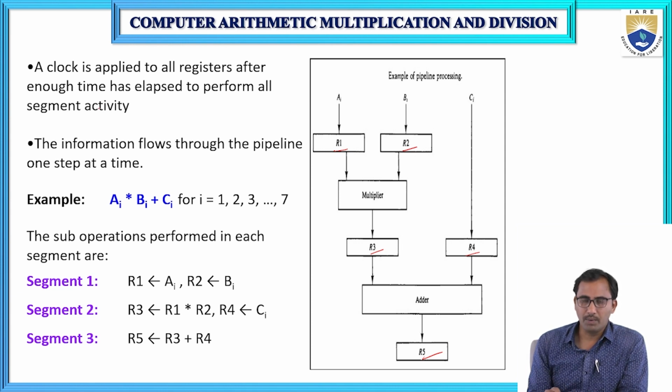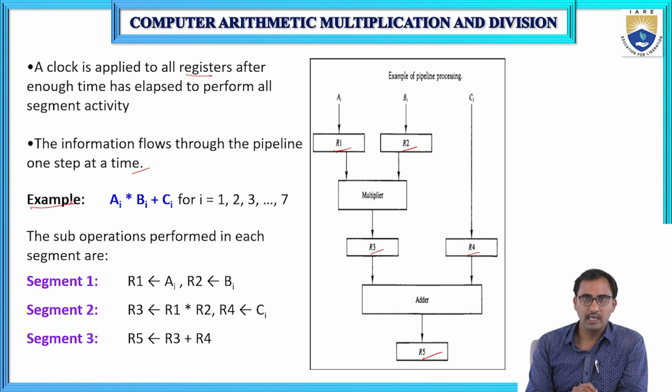In order to operate, a clock is applied to all the registers after enough time has lapsed to perform all segmented activity. So in order to work on all the registers, they require a clock. We should provide a clock in order to perform certain operations on those registers, and the information flows through the pipeline one step at a time. So here we can see it step by step.